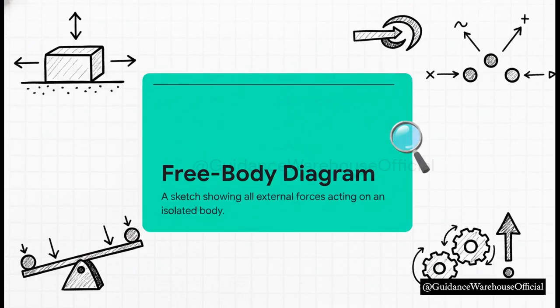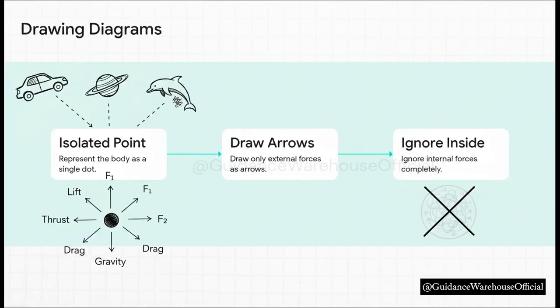It basically strips away all the messy background noise of reality and leaves us with only the pure mechanics of the situation. The crucial point here is knowing how to draw one correctly. It's super easy. Step 1. You represent the complex body, whether it's a car, a planet, or our dolphin from earlier, as a single isolated point. Step 2. You draw only the external forces acting on that body as arrows pointing outward from the dot. The length of the arrow represents the magnitude, and the way it points represents the direction. Step 3. You completely ignore all internal forces.